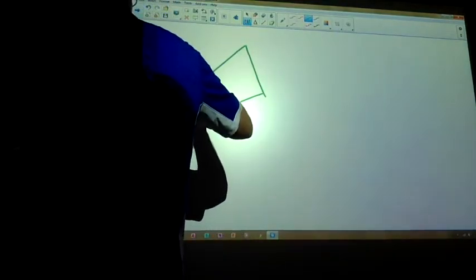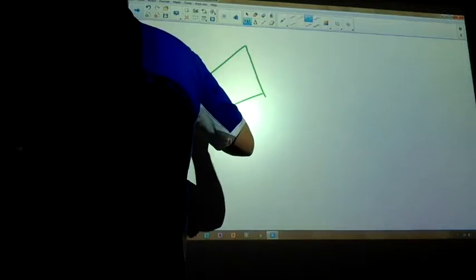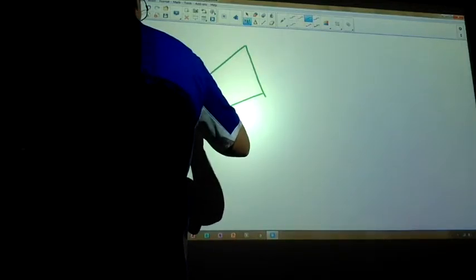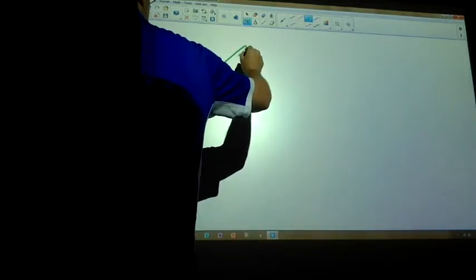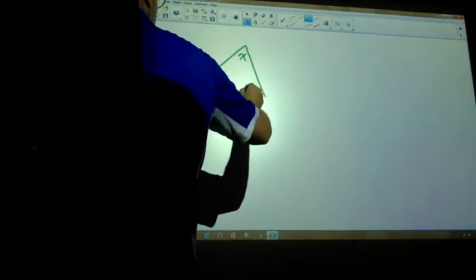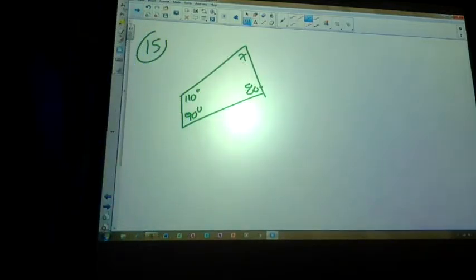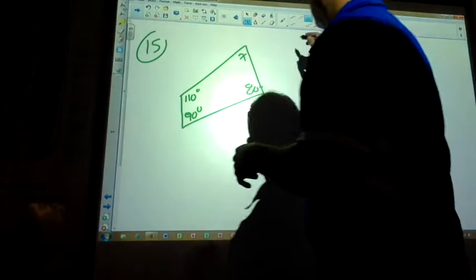But they tell us that this angle is 110 degrees. This one's 90 degrees. That's a 90. They tell us this is unknown. And then this is 80. But in the instructions, they say the sum of the angle measures of a quadrilateral. So quadrilateral, for your terminology, is a four-sided object. And they tell us it's 360 degrees. So everything here has to add up to 360.